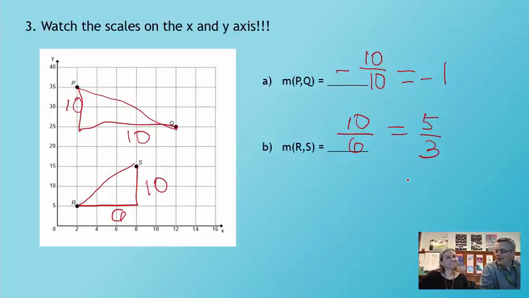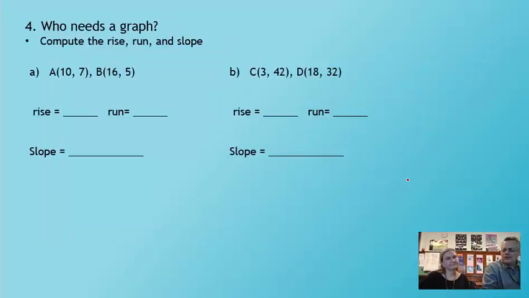Very good. Now, we're going to go without a graph. Just by looking at the coordinates of the points, we can figure out what the rise and run were. We don't even need a picture. The rise is just how much y changes. If we look at the y coordinates, we started with 7 and it went down to 5. It decreased by 2. So the rise is -2.